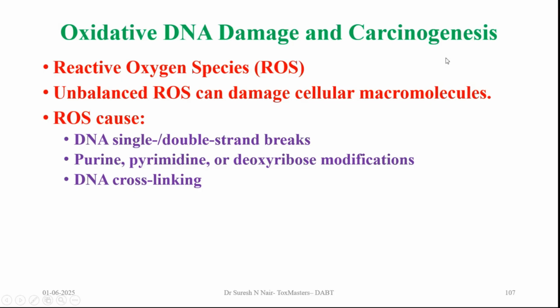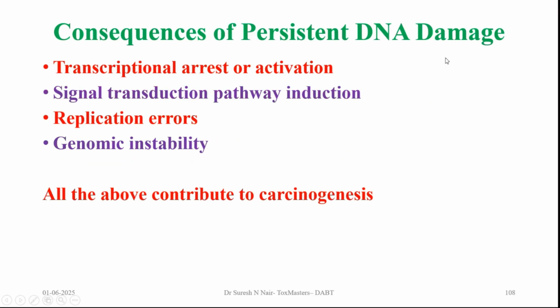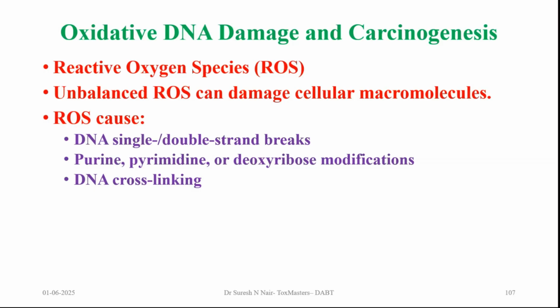The next one is oxidative DNA damage and carcinogenesis. Unbalanced reactive oxygen species can lead to damage of macromolecules. I have already mentioned how the reactive oxygen intermediates are capable of producing changes in the DNA, in detail how the attacks are formed, then the modifications happening in the purine and pyrimidine bases, and how they are capable of damaging the DNA cross-linkings.